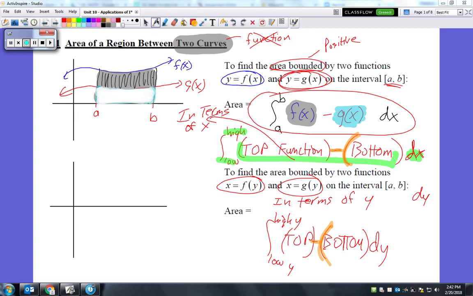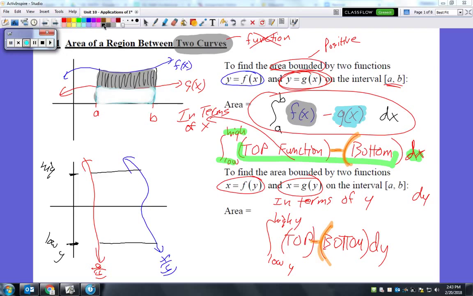Okay? Alright, so like I said before, these are curves. So you could have a curve that looks like this is f of y, and then you would have g of y. Okay? And let's say that you wanted to look from A to B. You wanted to look from this valley right here, and you wanted to integrate all the way to this valley right here. So this would be the low y value. This would be the high y value. Okay?